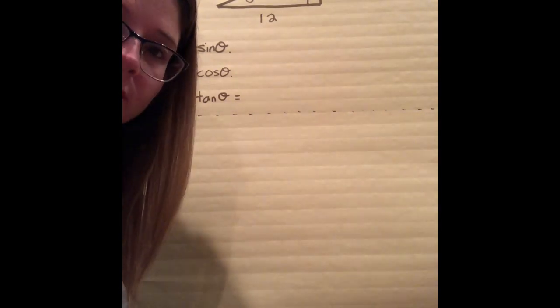All right, so as promised, I said we would do some examples. So here's an example, and they ask us to find sine, find cosine, find tangent. And we are given two legs, 5 and 12. So the first thing we need to do is find the hypotenuse, because they did not give it to us.